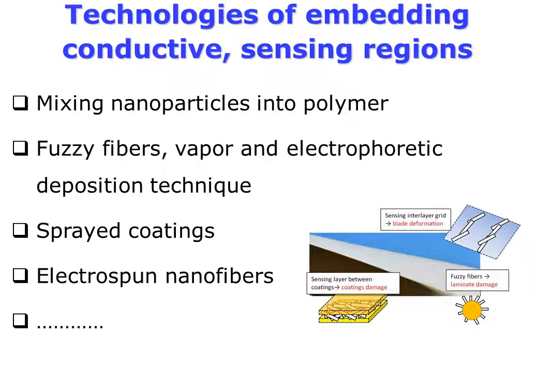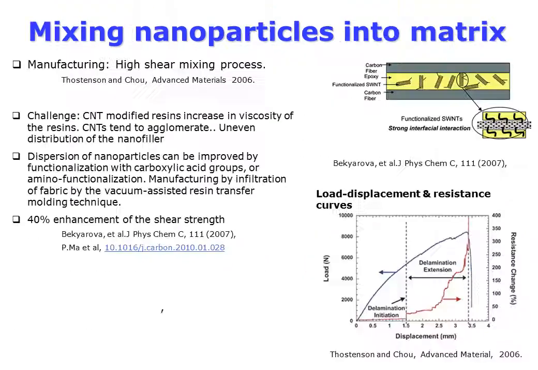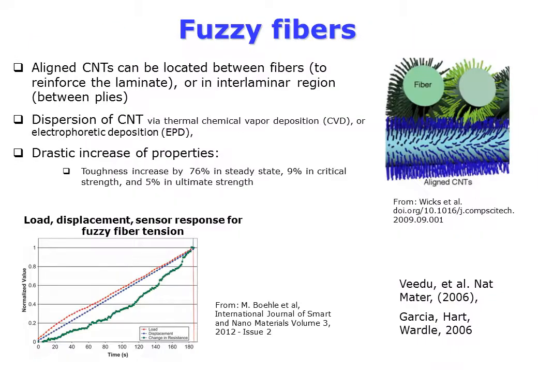A number of technologies of embedding the conductive particles into composites have been developed. Among them, mixing nanoparticles into polymer, fuzzy fibers, with nanoparticles growing on fibers, sprayed coatings, electrospun nanofibers, and other solutions. Mixing nanoparticles is carried out using the high shear mixing process. However, the nanoparticles increase viscosity of the resins. Further, carbon nanoparticles tend to agglomerate, creating potential defect sites, instead of conductive networks. This problem can be solved by functionalization of the particles.